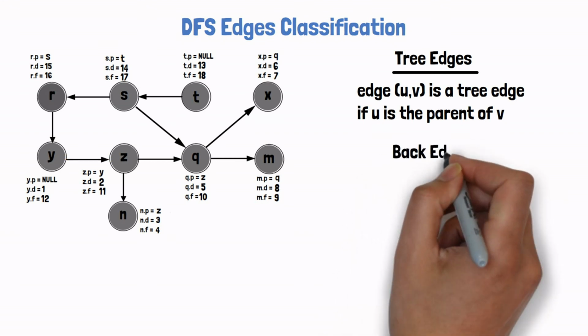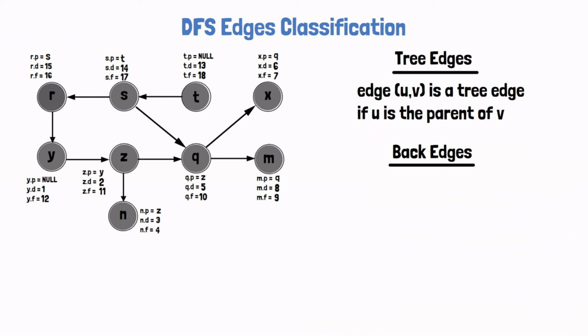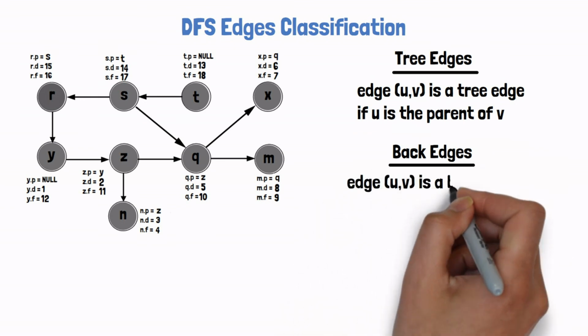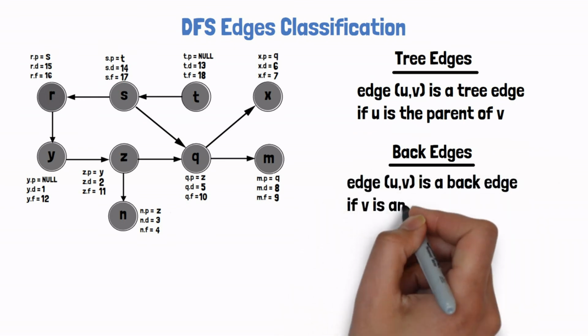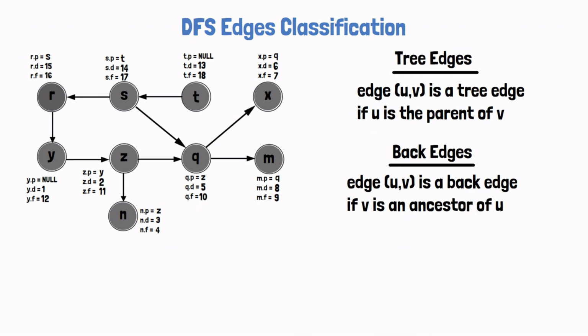Second type is back edges. Edge uv is a back edge if v is an ancestor of u. There are no such edges on the example on the left, but say there was an edge from m to z. Then it would be a back edge because z is an ancestor of m in the search, meaning the edge goes in the backward direction to the search direction.